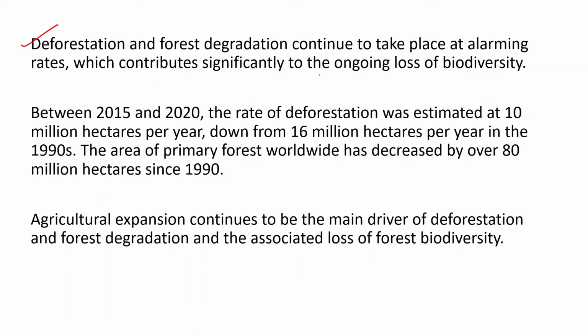Deforestation and forest degradation continue to take place at alarming rates, which contribute significantly to the ongoing loss of biodiversity. Between 2015 and 2020, the rate of deforestation was estimated at 10 million hectares per year, down from 16 million hectares per year in the 1990s. The area of primary forest worldwide has decreased by over 80 million hectares since 1990. Agriculture expansion continues to be the main driver of deforestation and forest degradation and the associated loss of forest biodiversity. So these are also certain facts related with the forest preservation.